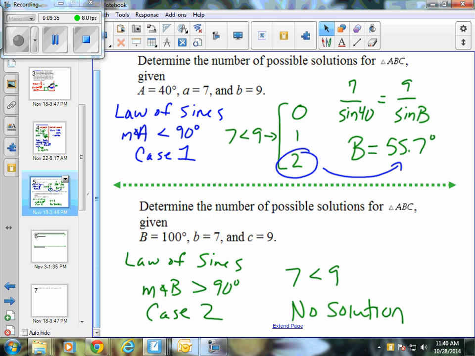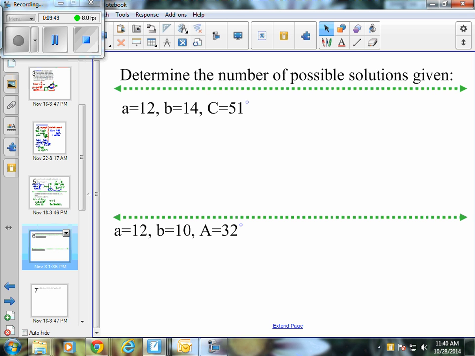I think we're good. All right, so determining the number of possible solutions, you're looking for the angle measurement and then look at the length of the side opposite. Is it longer or shorter? And that will help us figure out how many solutions there are. Okay, so some more of the determine the number here. See if we can try a couple more. So take a look at the next one.